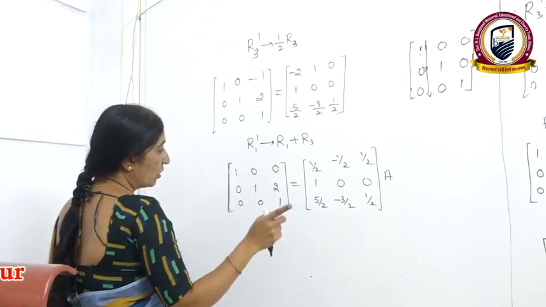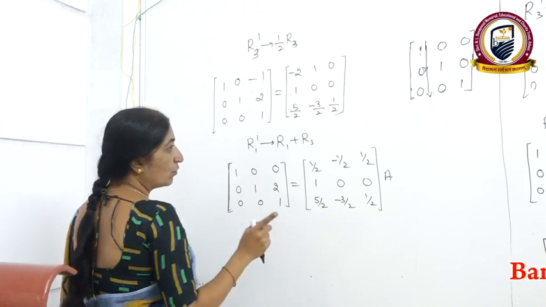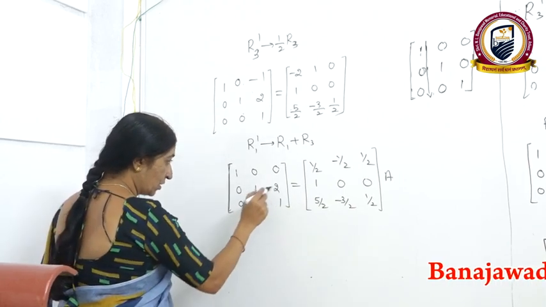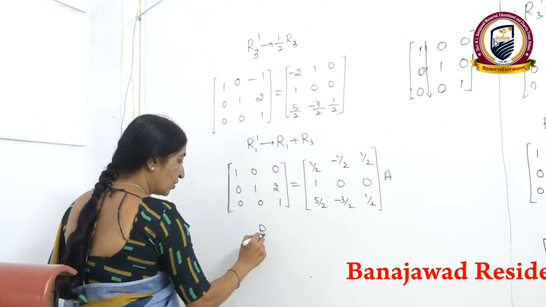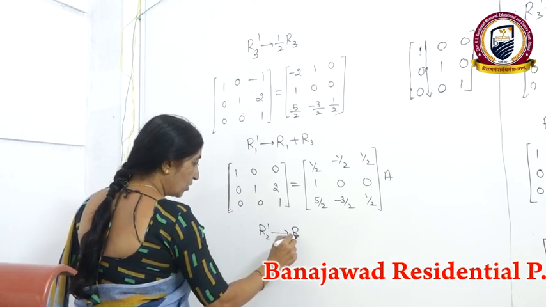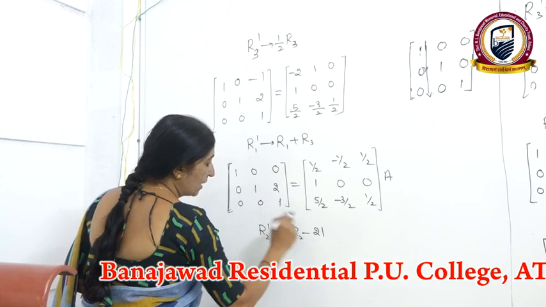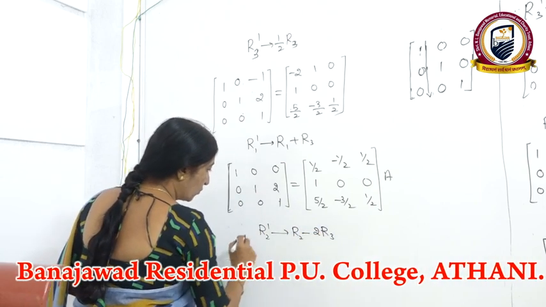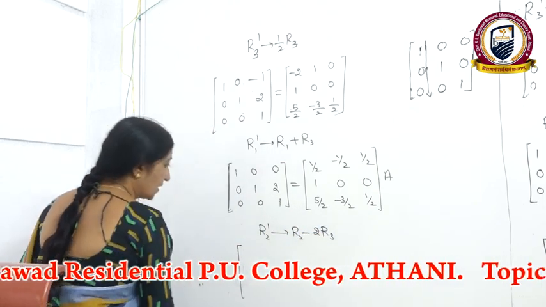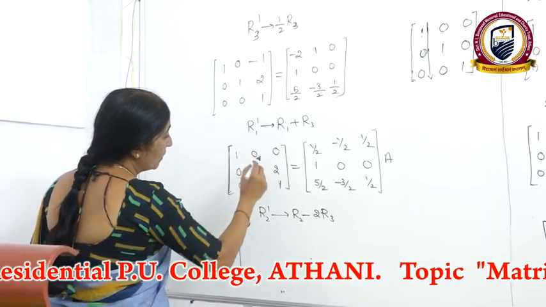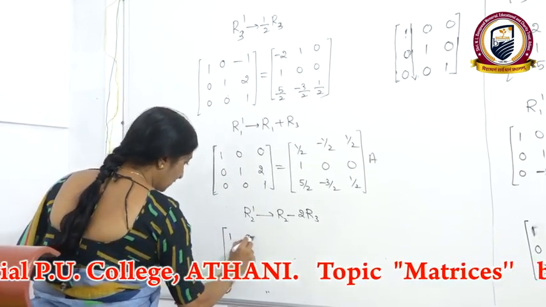You know that when you are going for conversion to 0, we have to go for either addition or subtraction. 2 is present in which row? Second row. So R2 plus bracket minus 2 R3. So then which row are you changing? We are changing the second row. First and third row as it is.